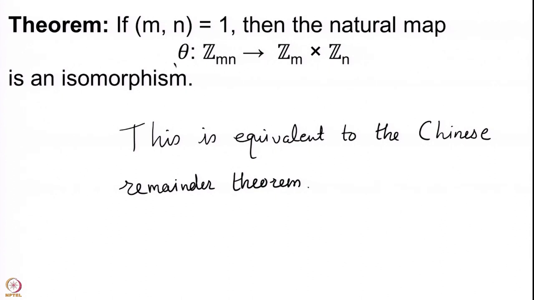So, the statement says that whenever you have m and n to be a pair of natural numbers which are coprime to each other, then there is an isomorphism, actually a ring isomorphism, from the residue classes modulo mn to the products of the residue classes modulo m with the residue classes modulo n. And this ring isomorphism is the natural map that we can think about, which is that you start with a residue class of some natural number a modulo mn, and we send it to the residue class modulo m, residue class modulo n of the same a.